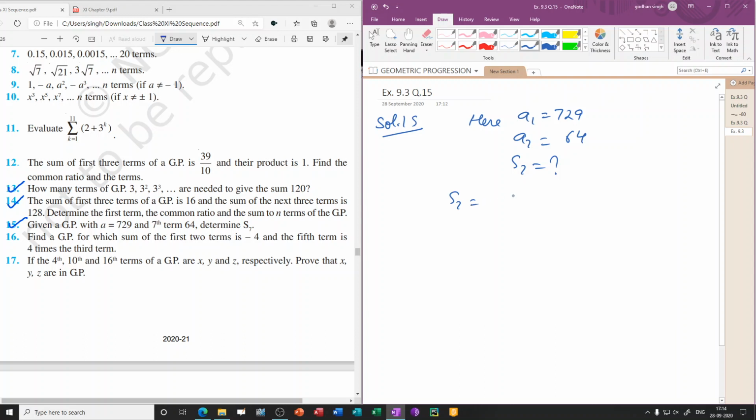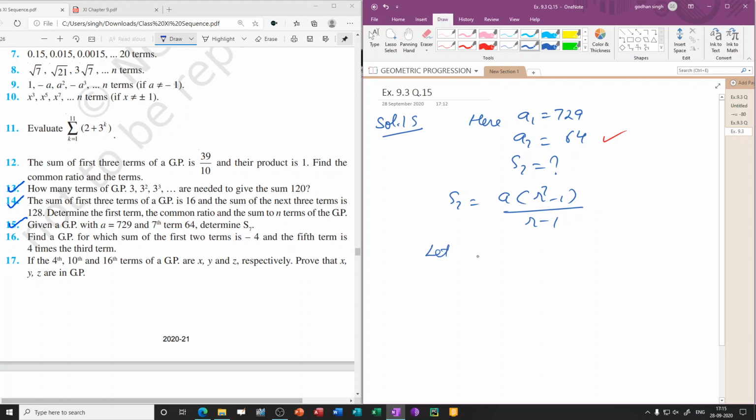So we know what is S7. S7 is equal to a into r raised to n minus 1, that is a into r raised to 7 minus 1 over r minus 1. So this is what is S7, and we have to find this one. Only a is given to us, r is not given. So first of all, for this, we'll have to obtain the value of r. And how we can obtain the value of r? With the help of this a7. So it's not difficult. So first of all, let us find the value of r.